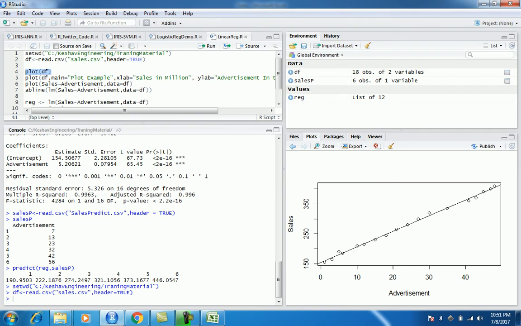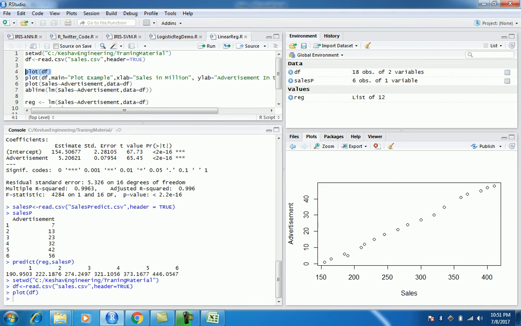Now the first step is to plot the data and see how the dependent and the independent variables behave. So this command would give you a complete scatter plot of all the dependent and independent variables. Since we have only one independent variable in this problem, we would see a plot something like this. So what it gives you is advertisement and the sales, and each of the points are the data points which we have in the current data set.